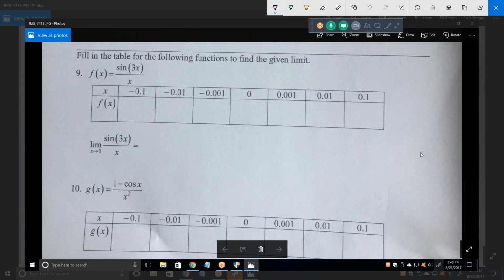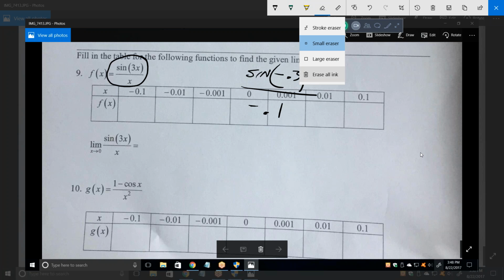And now do these calculations. In other words, f of x is sine of 3x over x. So the way you would do this, once your calculator is in radians, is you would take the sine of minus 0.3 and divide it by minus 0.1. What do you get?